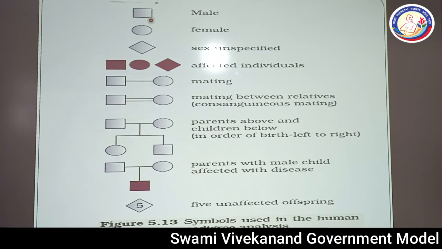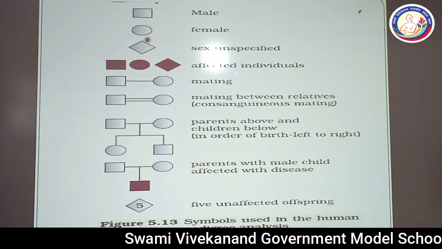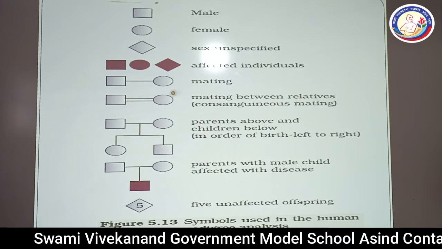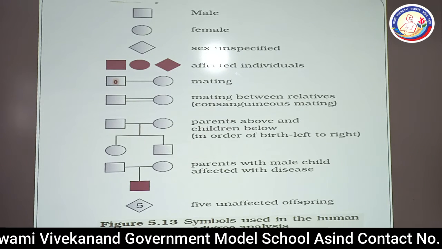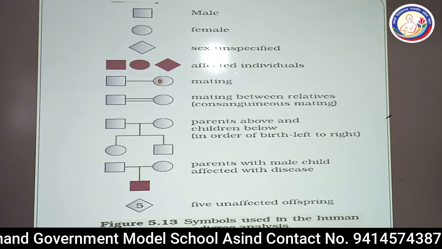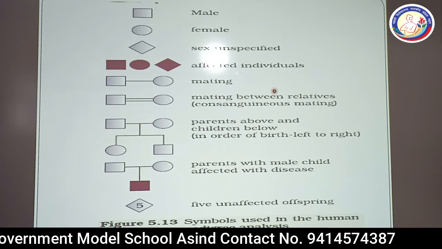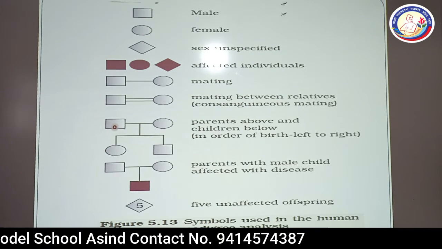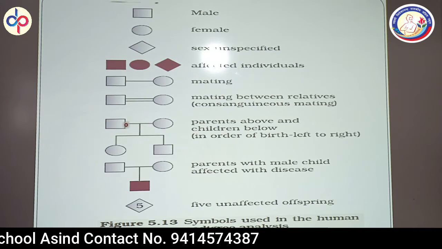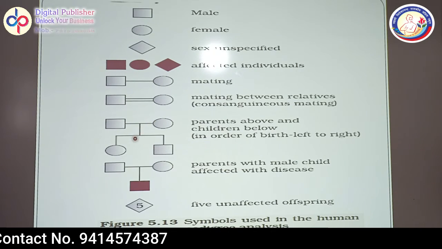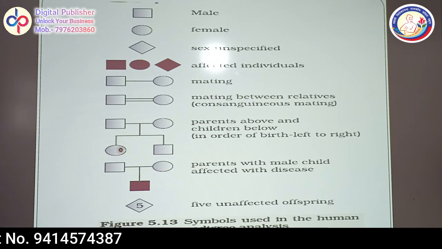If the square or circle is dark in color, it shows the affected individuals. A line between square and circle shows the mating or marriage of the persons, and a double line shows mating between relatives. This is male, this is female, and the straight line shows the mating, and as a result of mating, these are the offspring, the children of this couple.